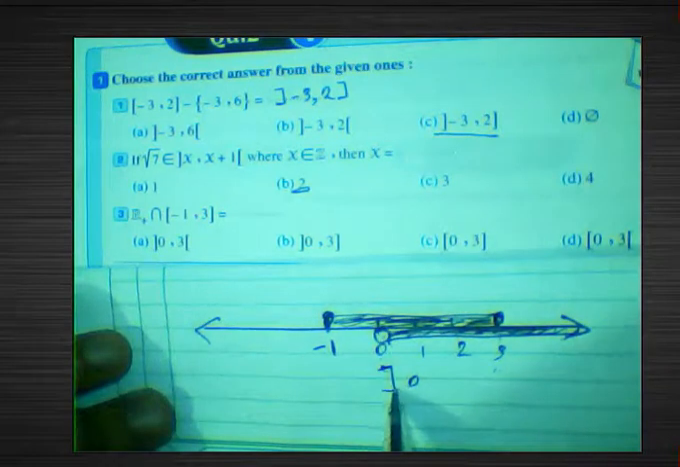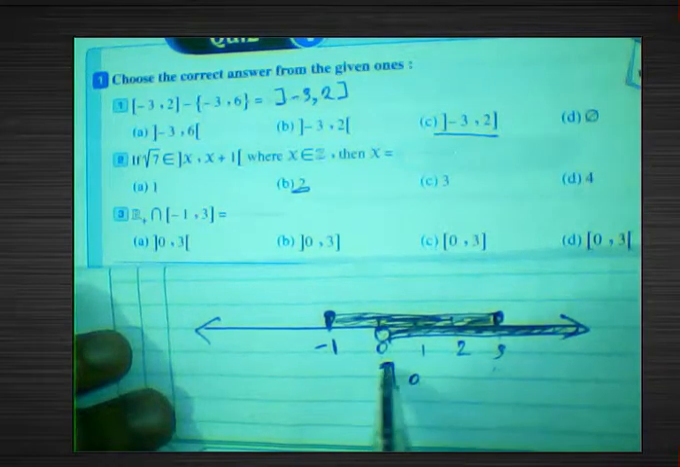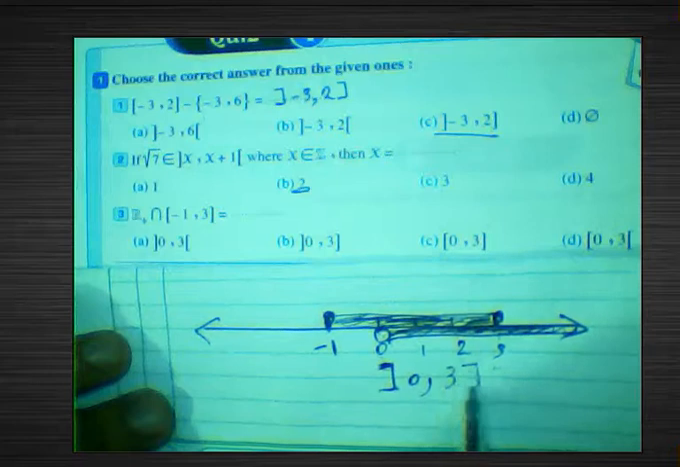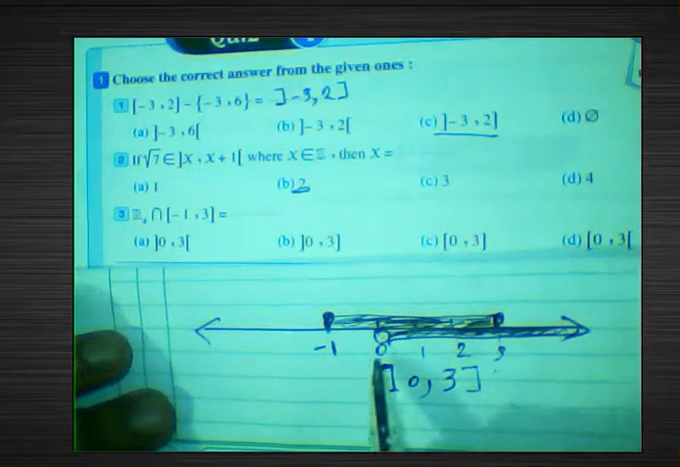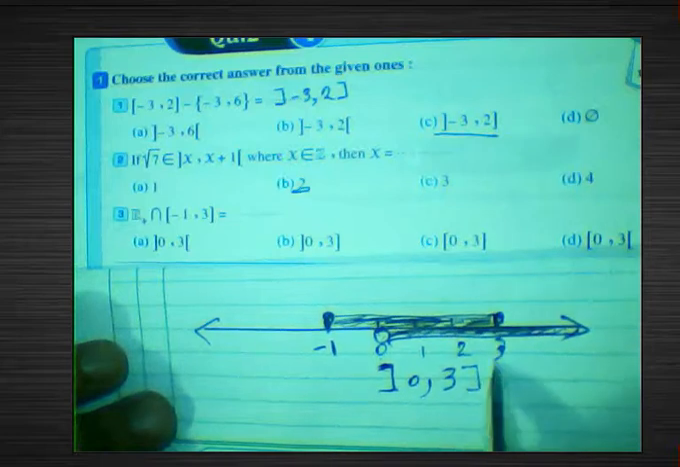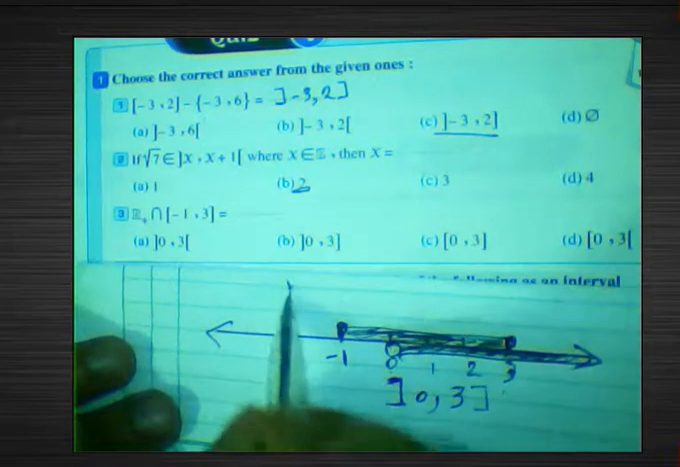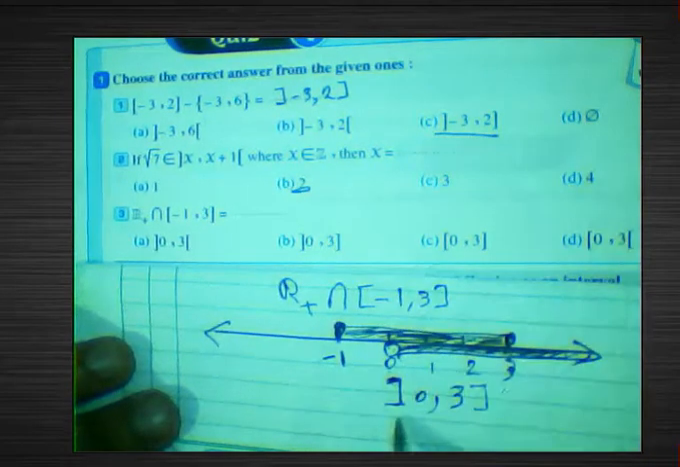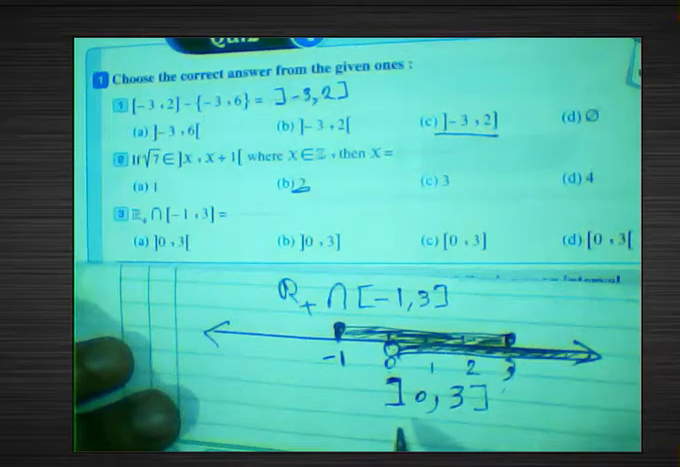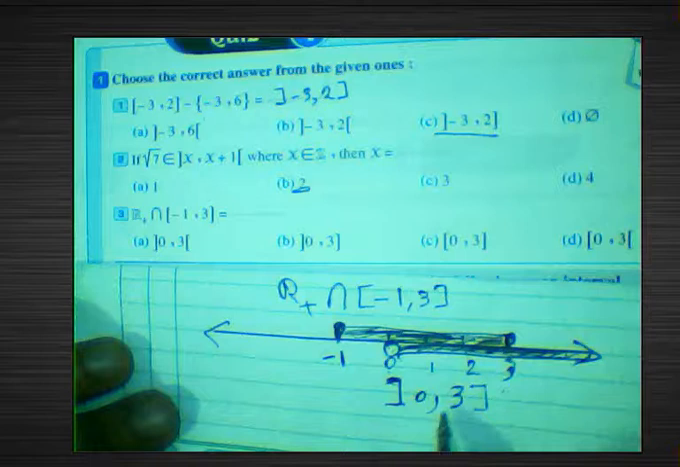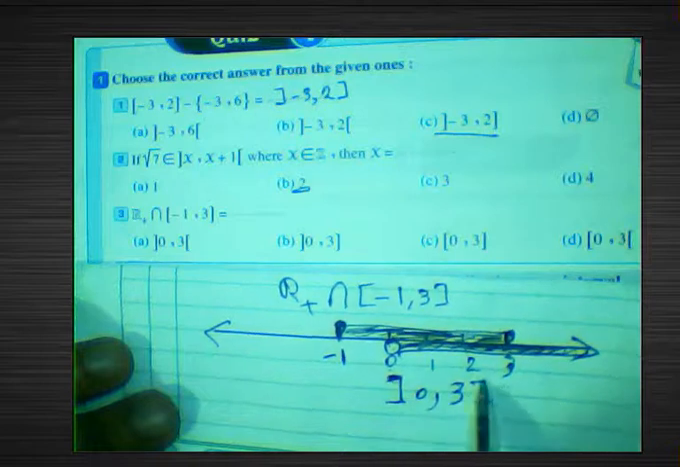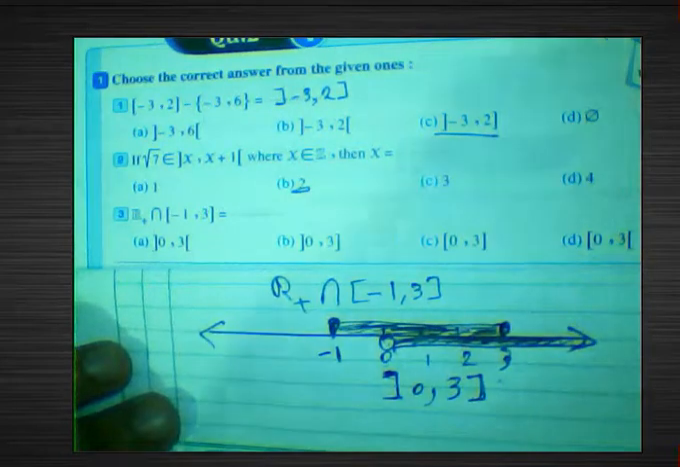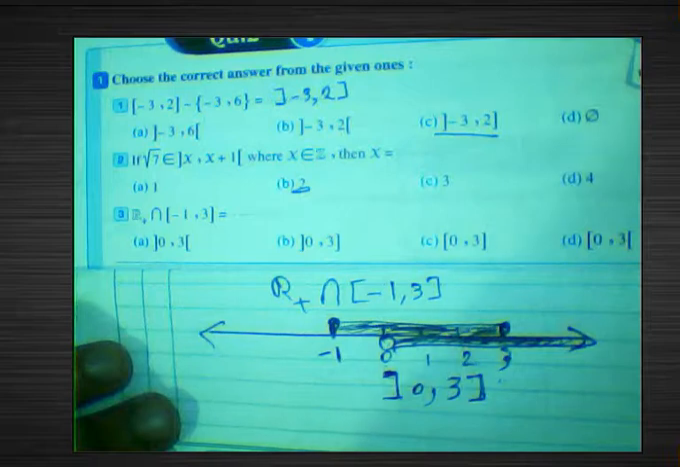So the result will be the half interval from 0, open, to 3, closed. We will open from 0 and close at 3. It's okay. Again, R positive intersection the interval from -1 to 3 equals the interval from 0 to 3. 0 will be open and 3 will be closed. We will choose letter B.